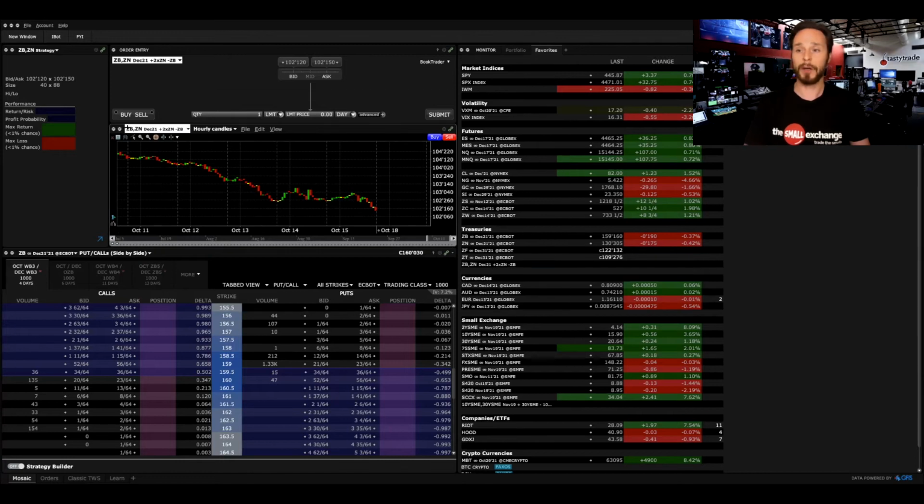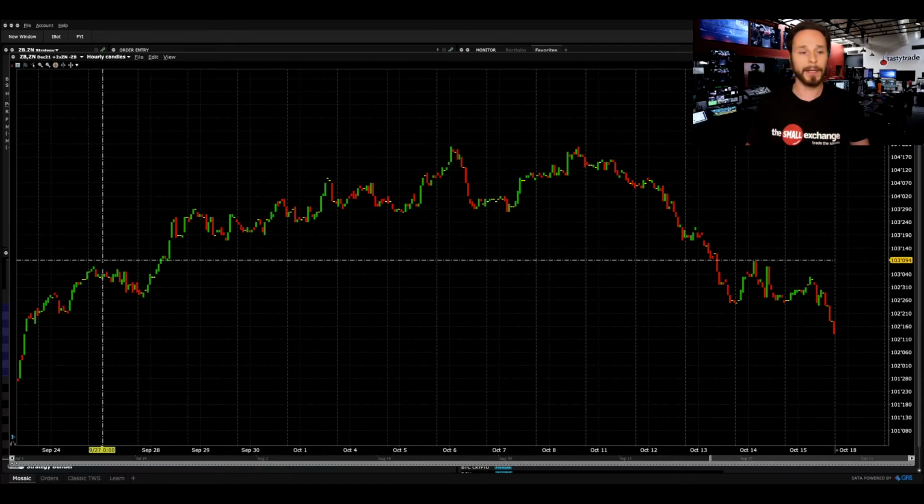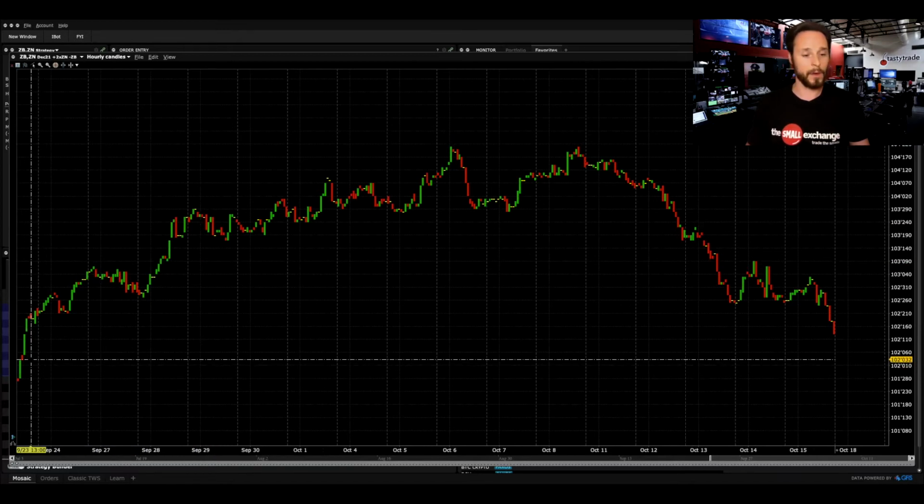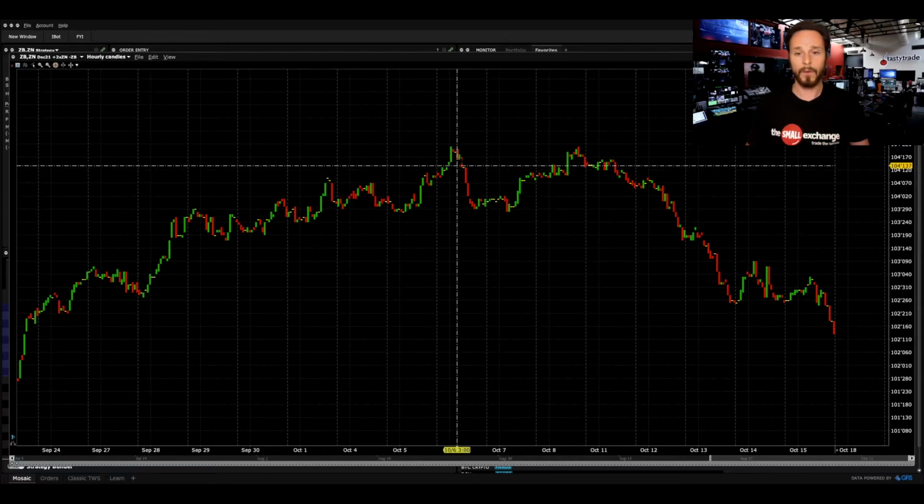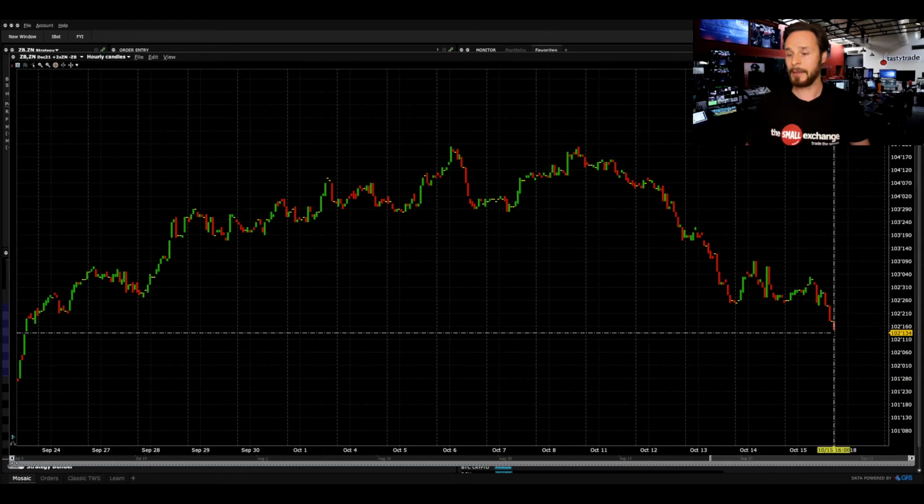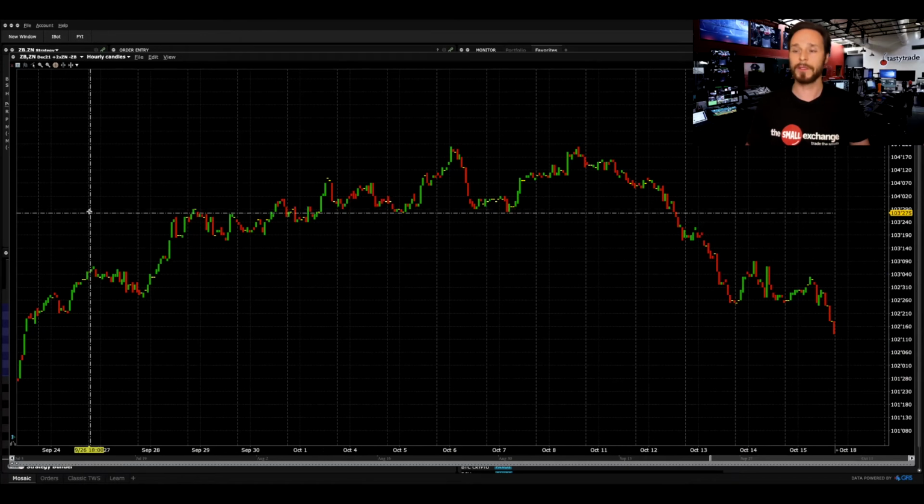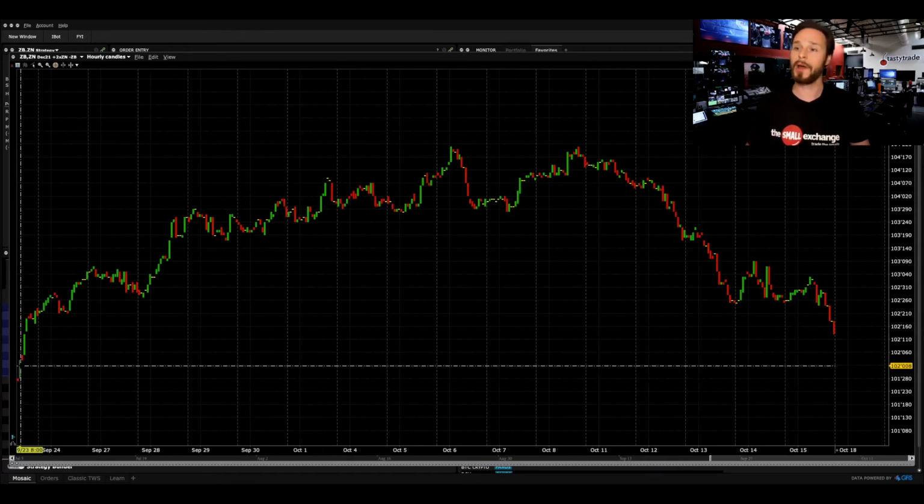I'm just going to make my chart bigger here. So this is what the chart looks like for the NOB spread itself. Long 2 notes, short 1 bond. It actually was very low back in September, then it went up higher in early October, and now back in mid-October, it's actually down again. So if you thought you knew which direction this NOB spread was going to go back in September, you could have put on a steepener.